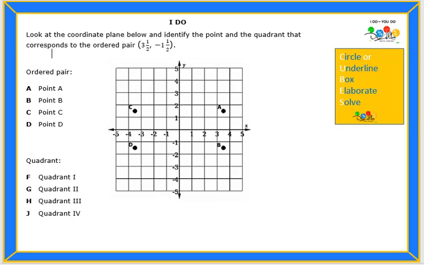Look at the coordinate plane below and identify the point and the quadrant that corresponds to the ordered pair of 3.5 and -1.5.